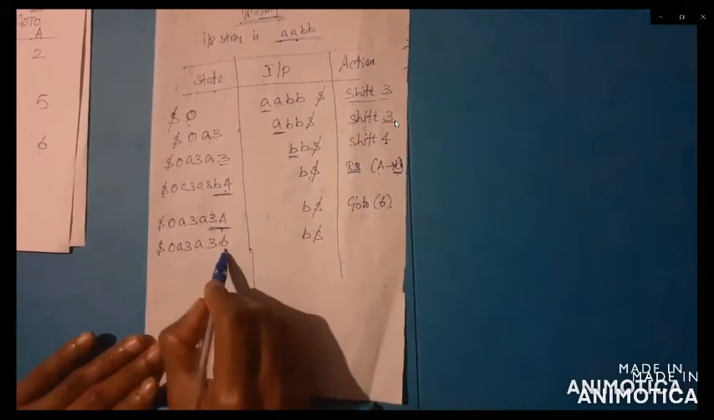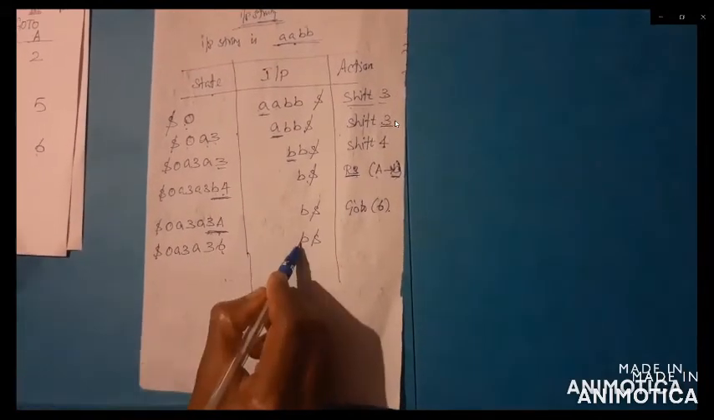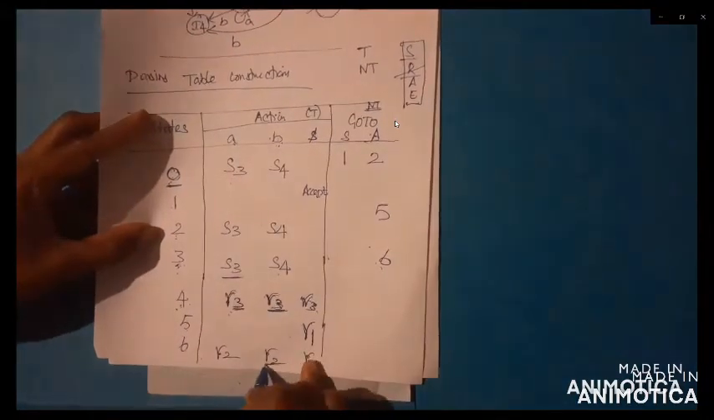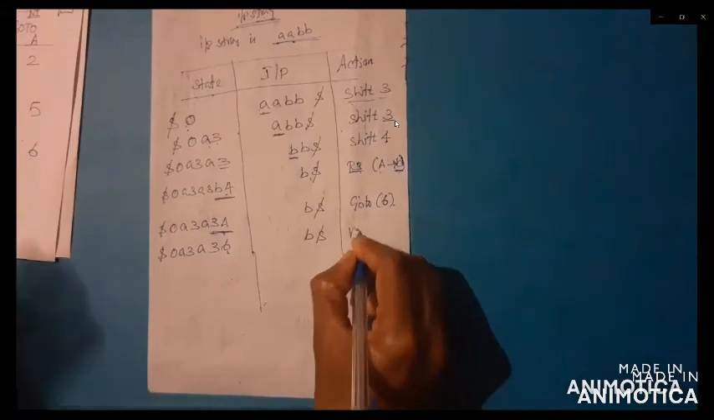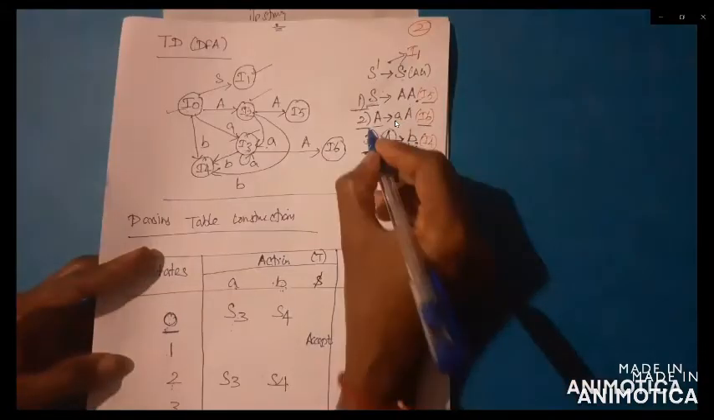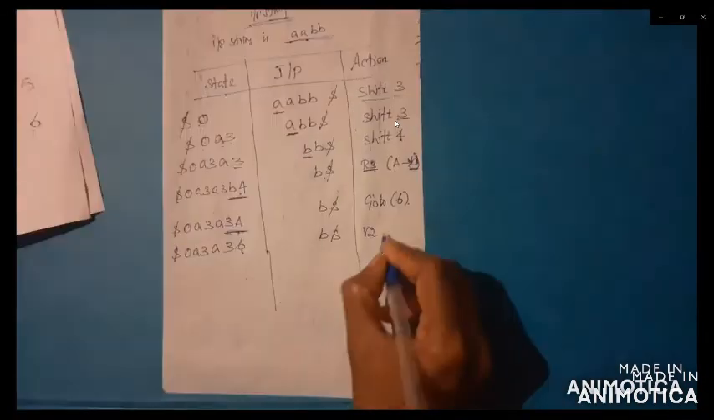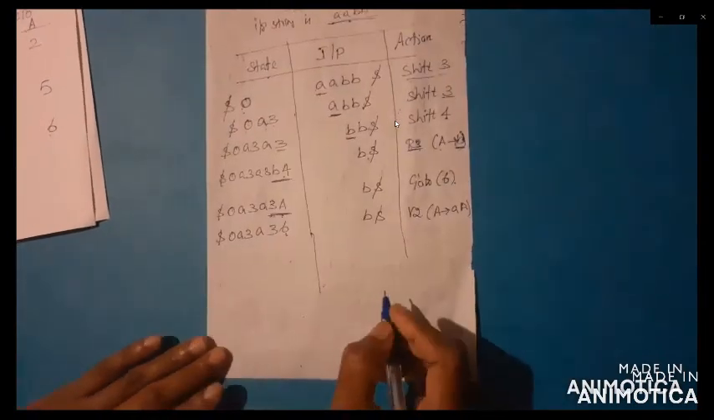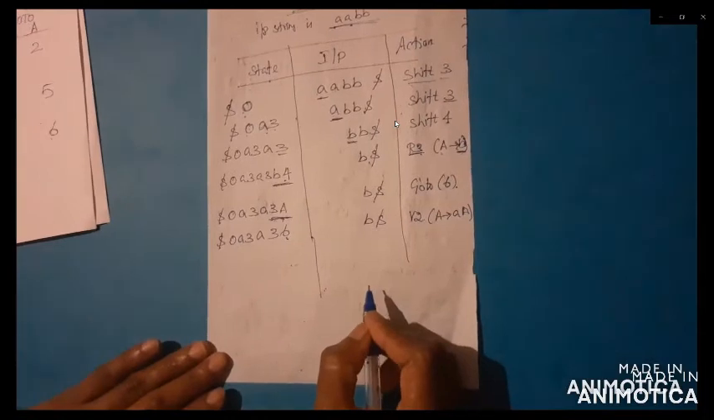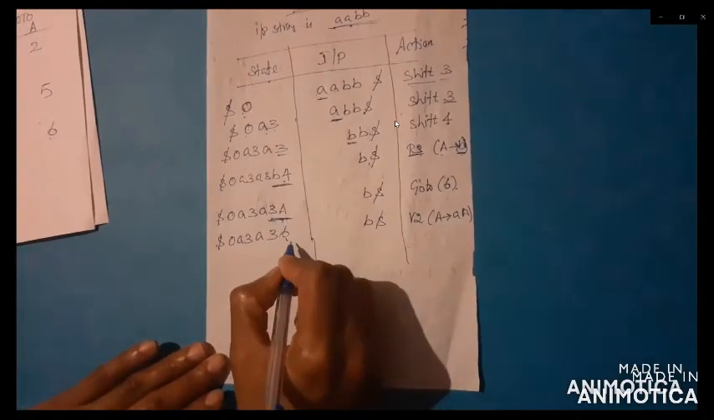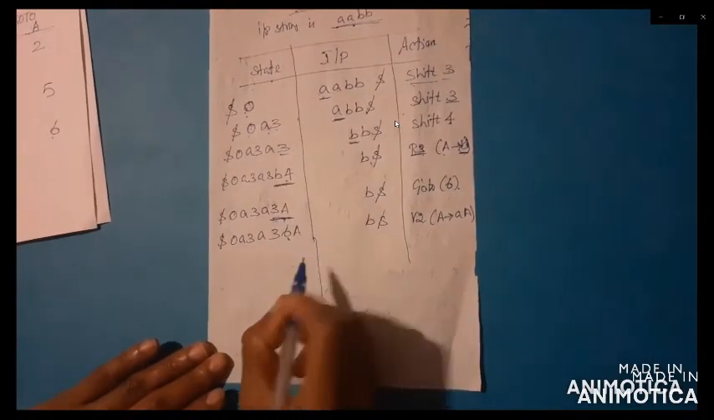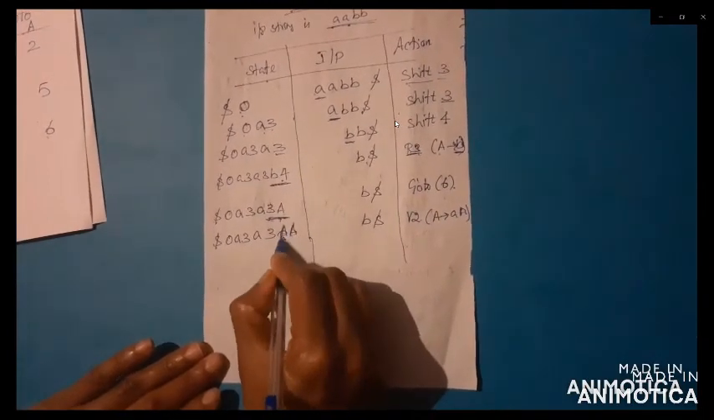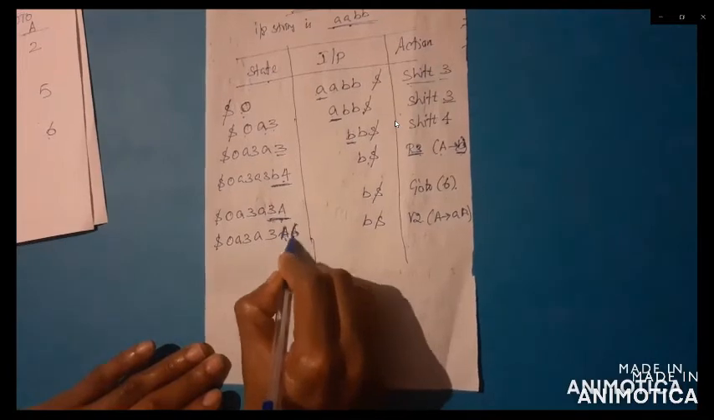Okay. Now you can check next, 6B. So what is 6B? B can be changed to R2. So here R2. What is R2? R2 is the second grammar, A tends to aA. Is it correct? 3A can be changed to 6.